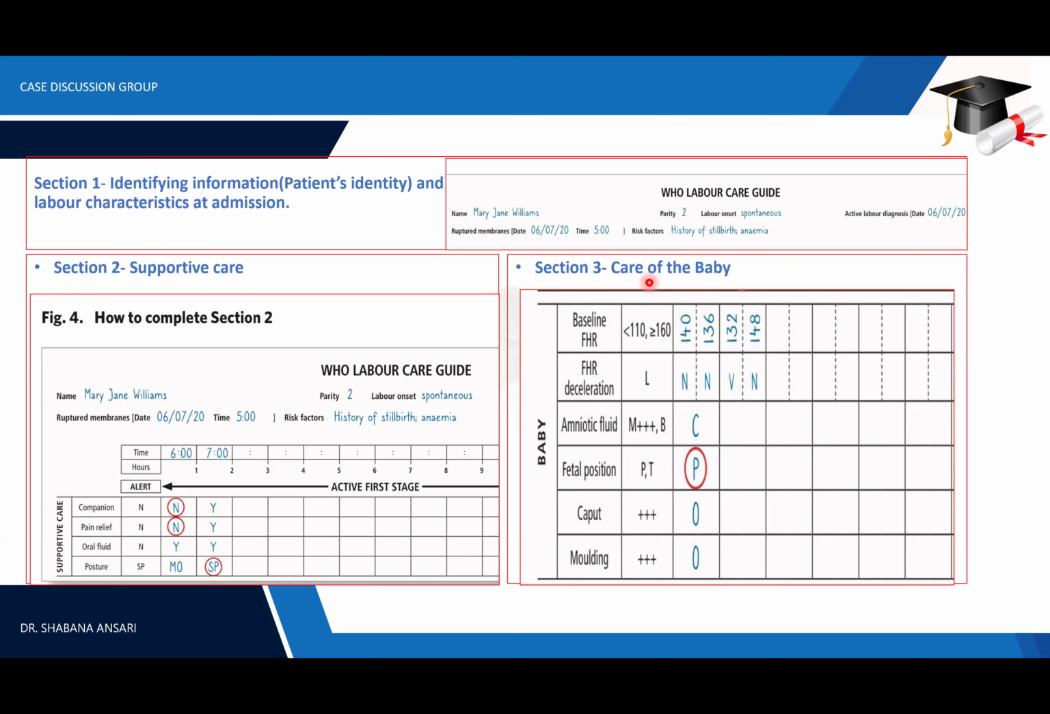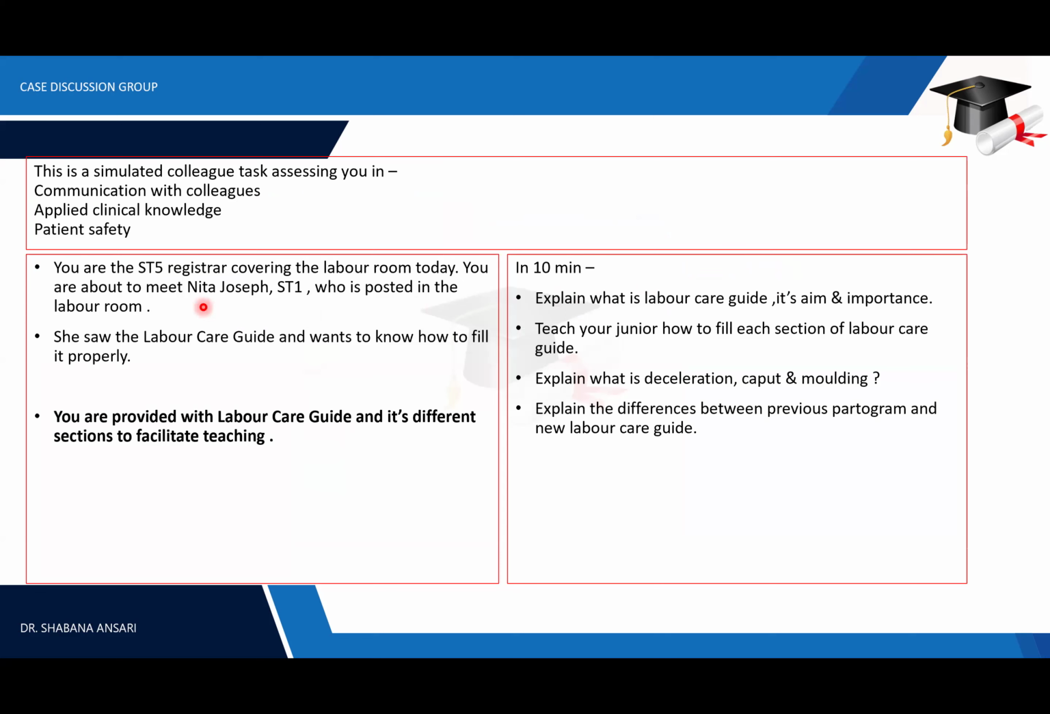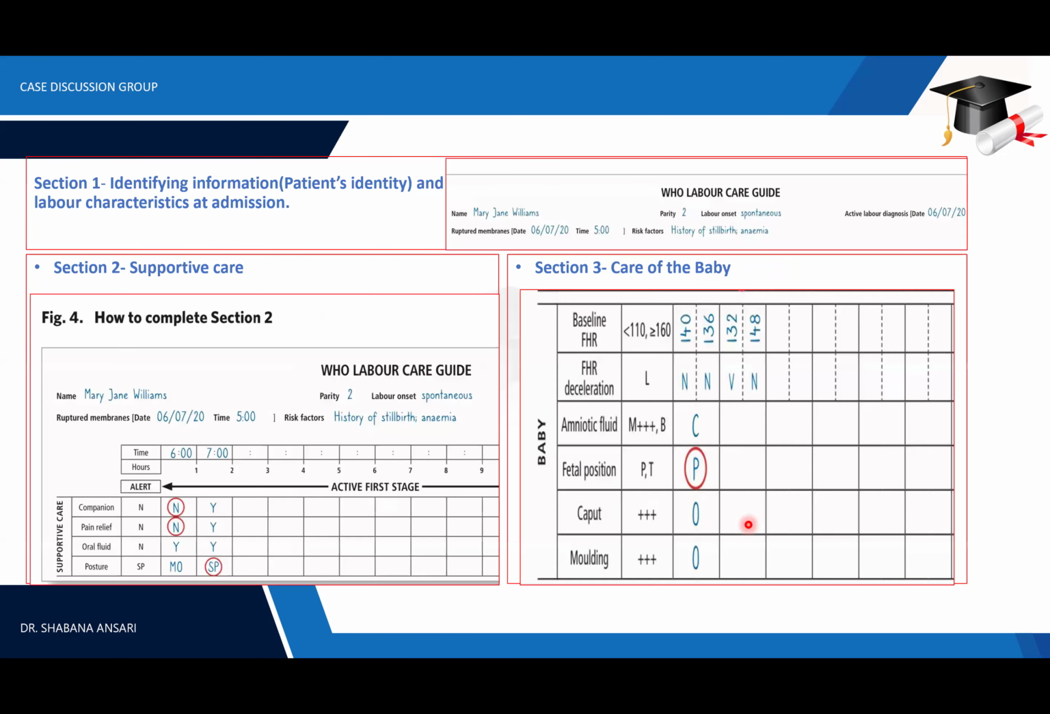Okay, so hello, I'm Khushbu, one of the exam candidates. I have gone through the scenario and am ready for discussion. So here I have the labor care guide, having various sections. Coming to section 3, which demonstrates the care of the baby.